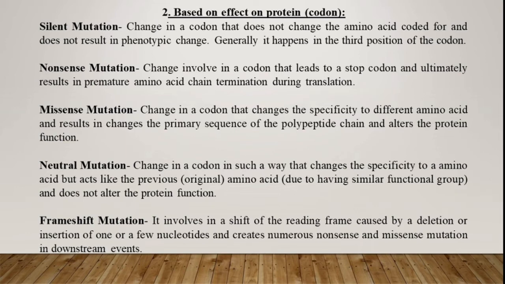The next mutation type is neutral mutation. In this case, the change in a codon changes the specificity to another amino acid, but it acts like the original amino acid due to having a similar functional group and does not alter the protein function. And the next and last type of mutation under the effect on protein is frameshift mutation. It involves a shift of the reading frame caused by a deletion or insertion of one or a few nucleotides and creates numerous nonsense and missense mutations in downstream events.